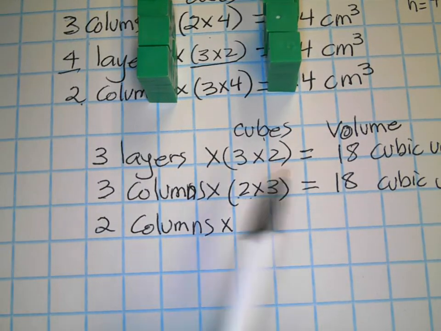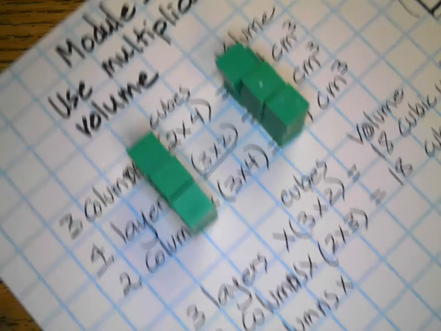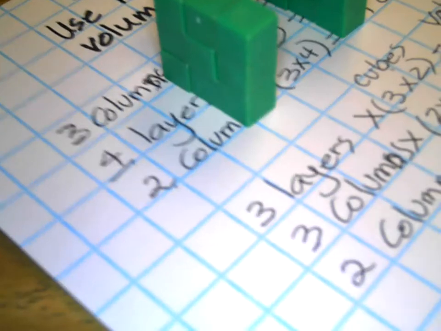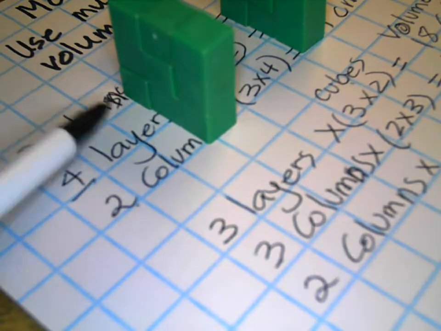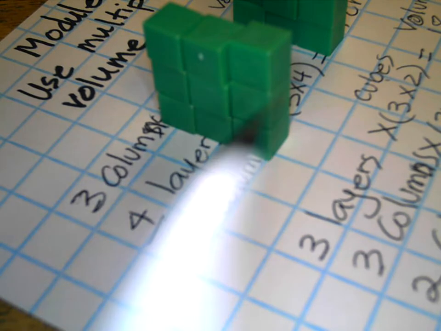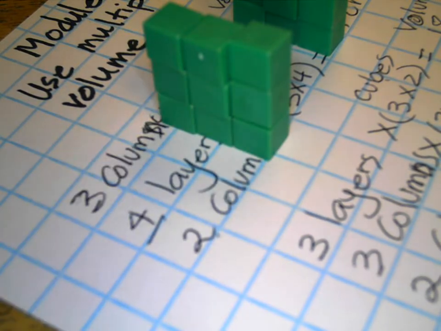Okay, now let's see how many cubes we have in each column. And let's turn this around and take a closer look. Okay, now we can see that this is 3. It's a 3 by 3. Well, that's 9. 3 times 3 equals 9. And you can count them all, and you will see that there are 9 as well.